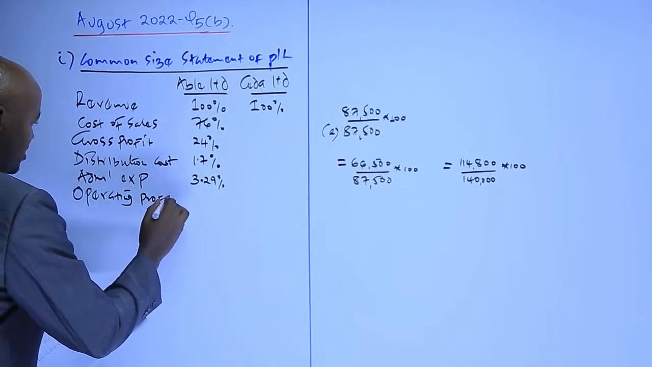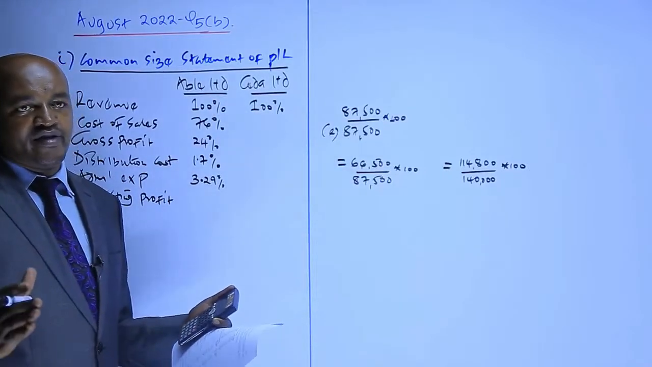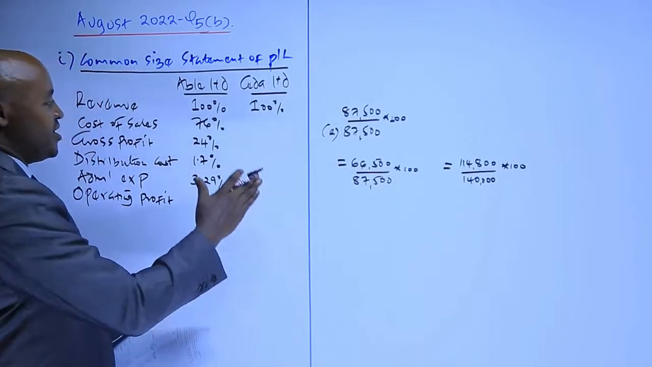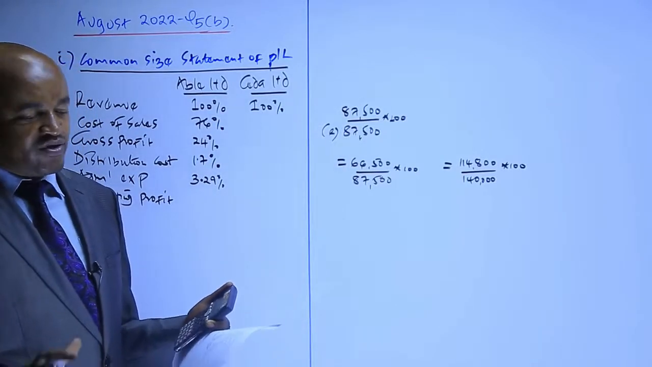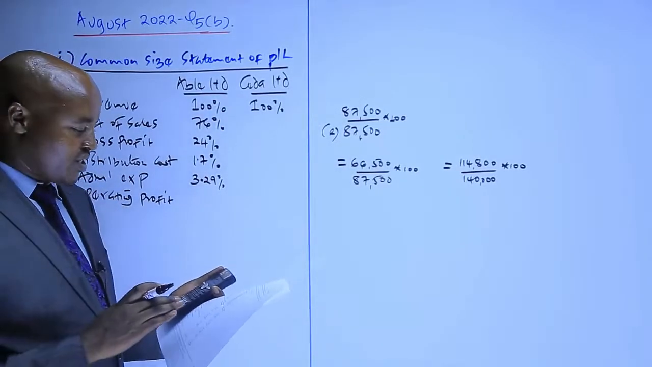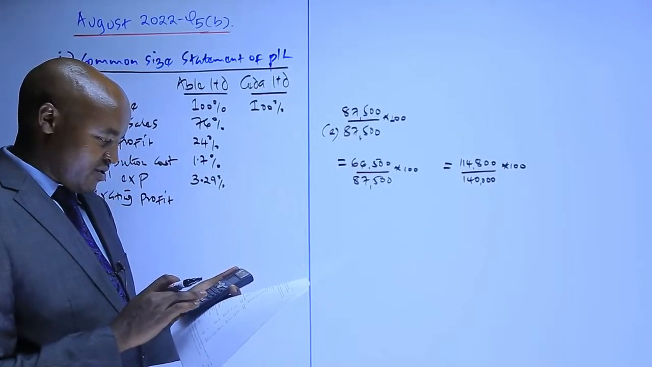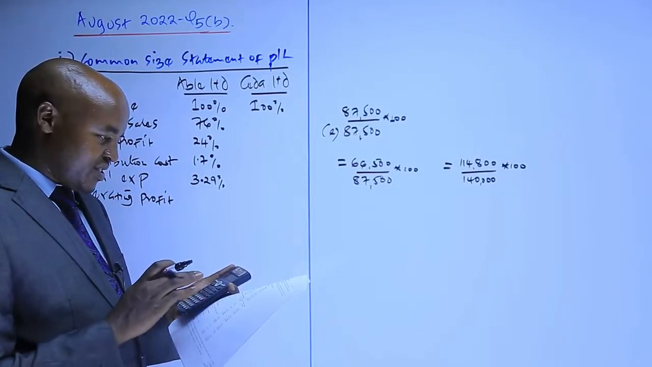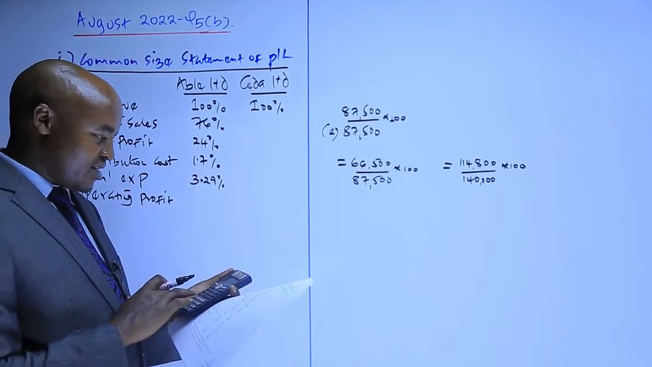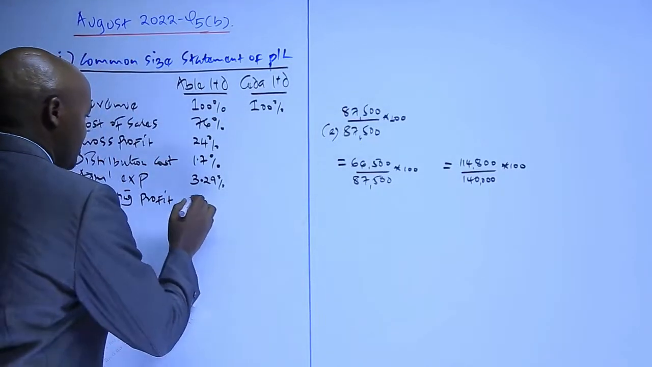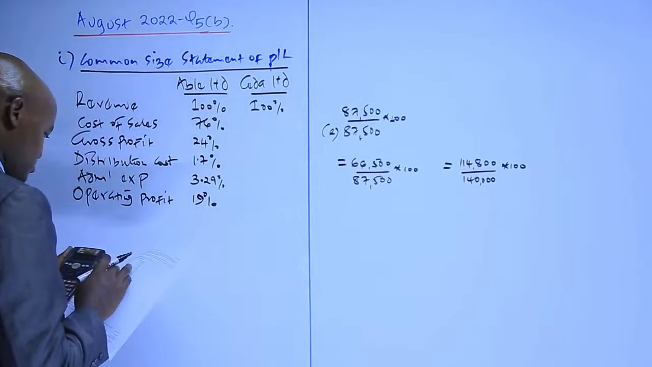And I hope you can see what I'm doing here. We are expressing everything as a percentage of revenue. You don't have to underline anything. You don't have to show anything as a negative. You just express all those items as a percentage of the company's revenue. So we have the operating profit, which would be 1625 divided by 87,500 times 100. So that will give us 19%. Then below that we have the finance cost.